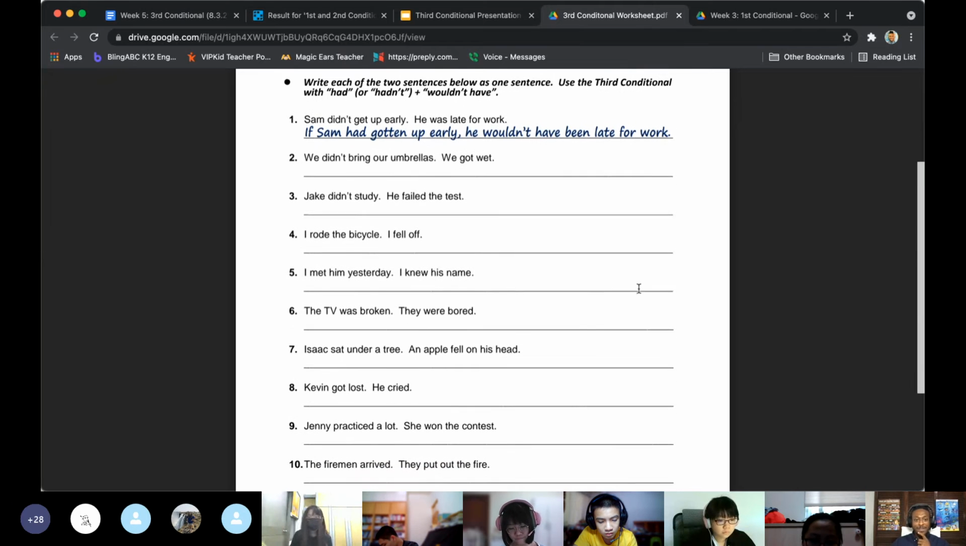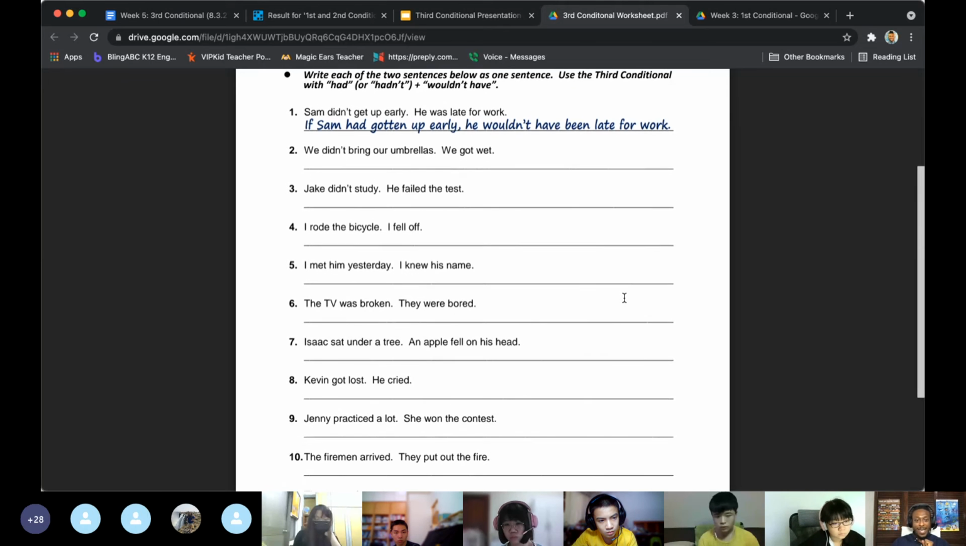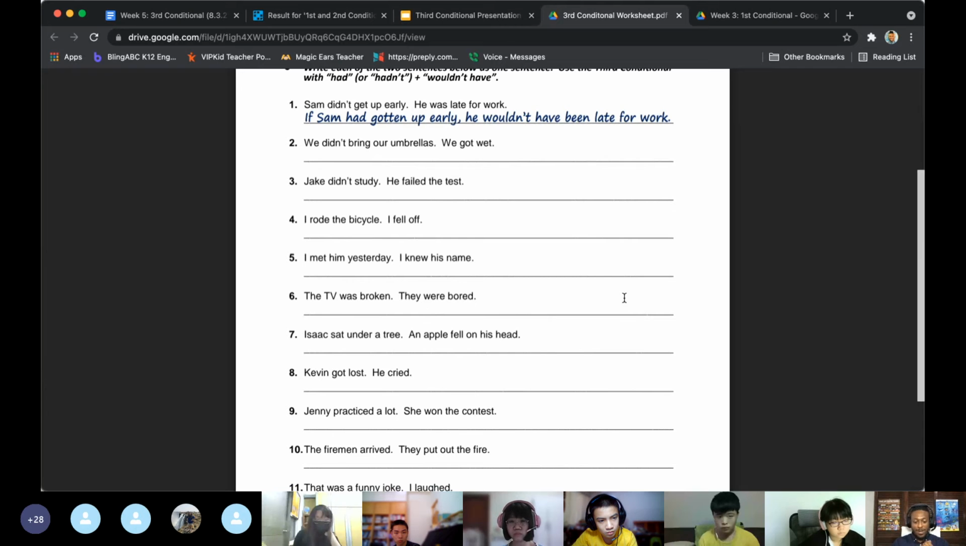Percy, number 7. Isaac sat under a tree. An apple fell on his head. If Isaac hadn't sitting under a tree, the apple wouldn't have fallen on his head. Okay, good job. So good job on the second half. This one, we do just use sat. So if Isaac hadn't sat under the tree, an apple wouldn't have fallen on his head. All right.